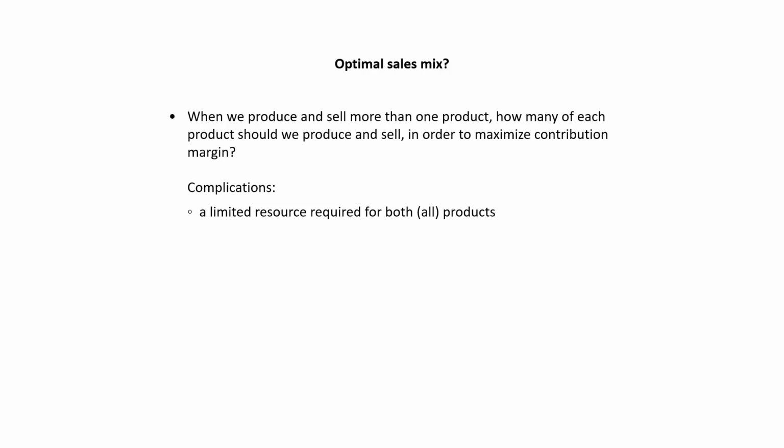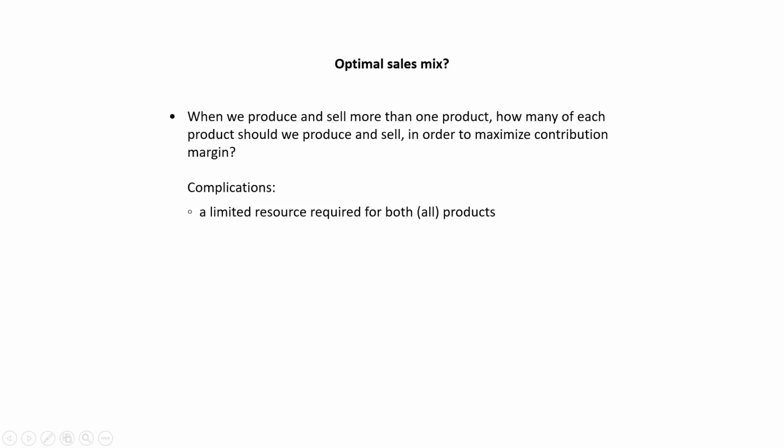Sometimes it's a machine needed to produce both products and we have a certain number of machine hours available. Sometimes it's direct labor. Skilled workers are needed for both products, but we can only find a certain number of skilled workers. Sometimes it's a direct material required for both products, but its supply is limited.